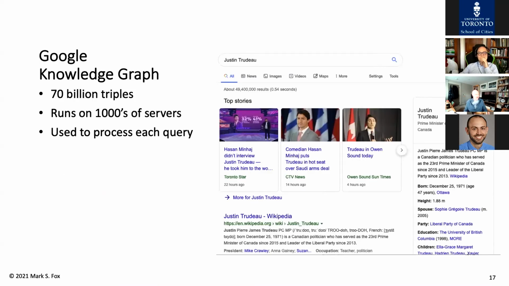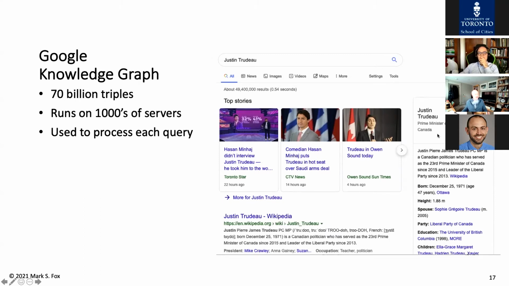Some of you may use Google, or I should put it another way, everybody uses Google. When you go to Google and you type in Justin Trudeau, you get a page that looks like this. And in addition to that, you get this box on the side. It gives you a description of Justin: when he's born, where he's born, height, spouse, party, education, children.